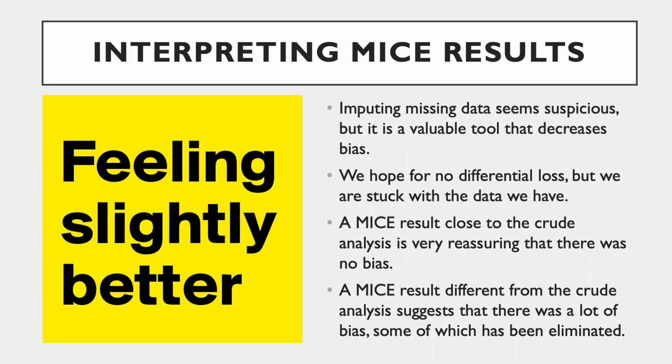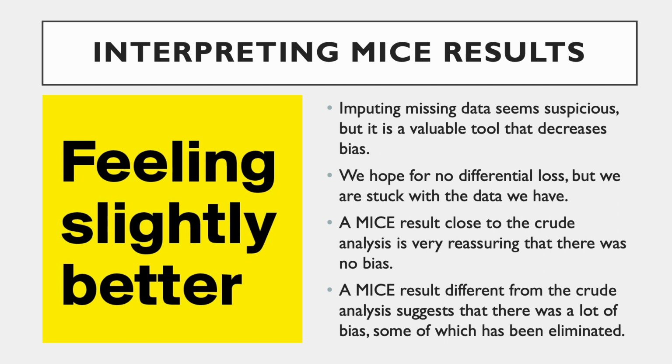Now, whenever somebody starts a clinical trial, they hope that there will be no differential loss to follow-up. But that trial will only be performed once, and at the end of the trial, investigators are stuck with the data that they have. So if there was differential loss to follow-up, or if there was some concern for selection bias, using MICE to impute the missing data is a great idea in order to get rid of some of the bias that the study may have picked up.